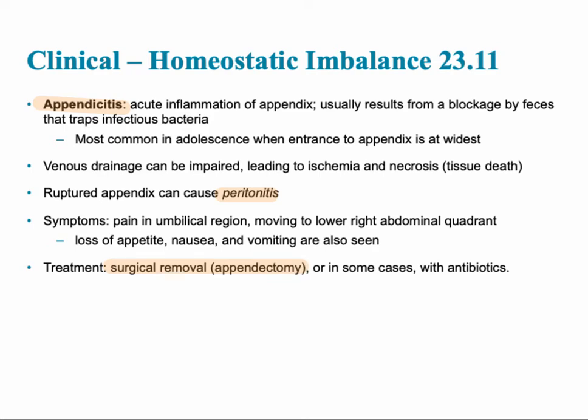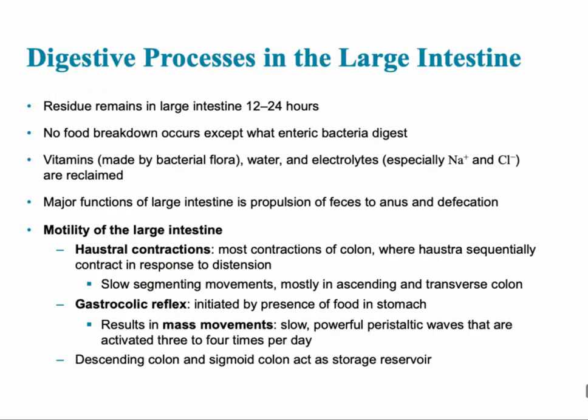So the digestive processes that occur in the large intestine are the haustral contractions. Those are the slow segmenting movements, mostly in the ascending and the transverse colon. Then there is a gastrocolic reflex, which is initiated by the presence of food in the stomach. It results in mass movements, the slow, powerful peristaltic movements towards the rectum.